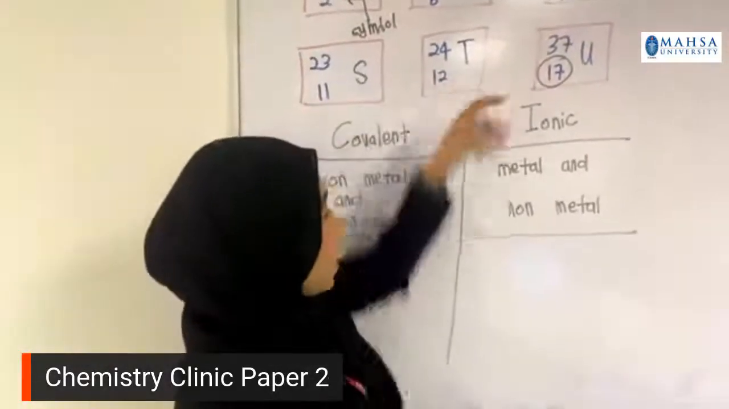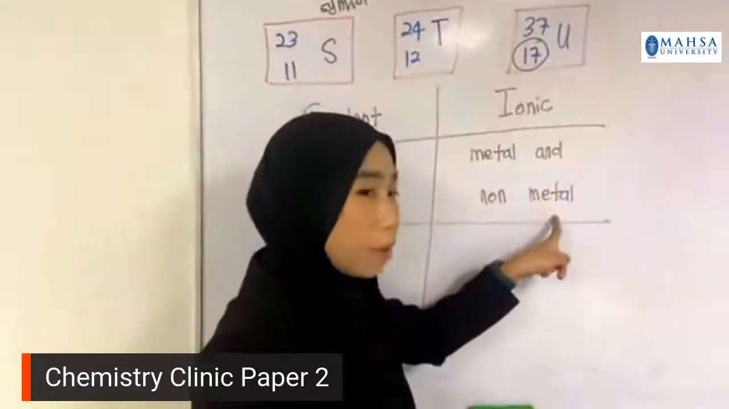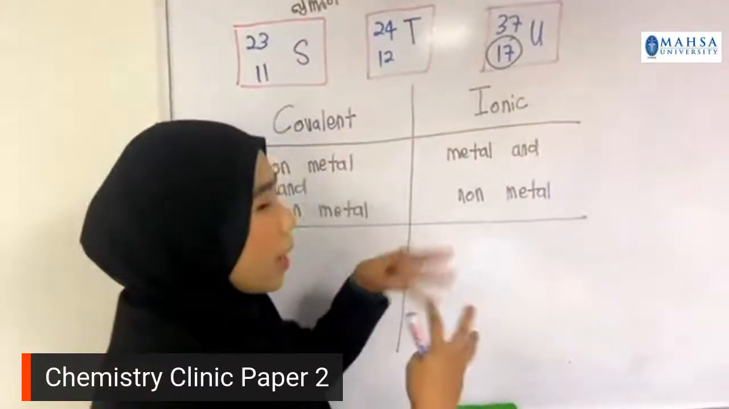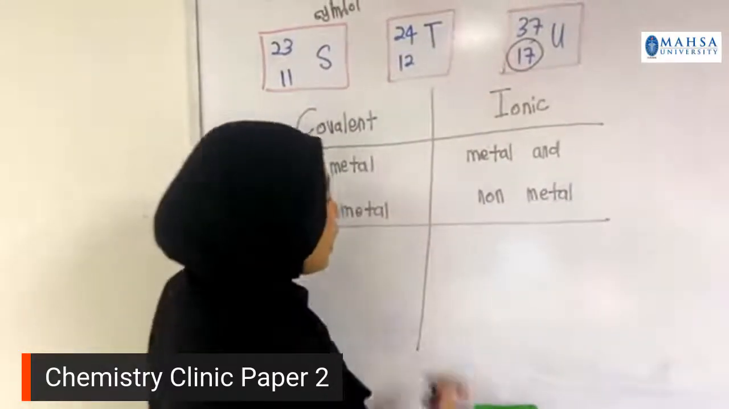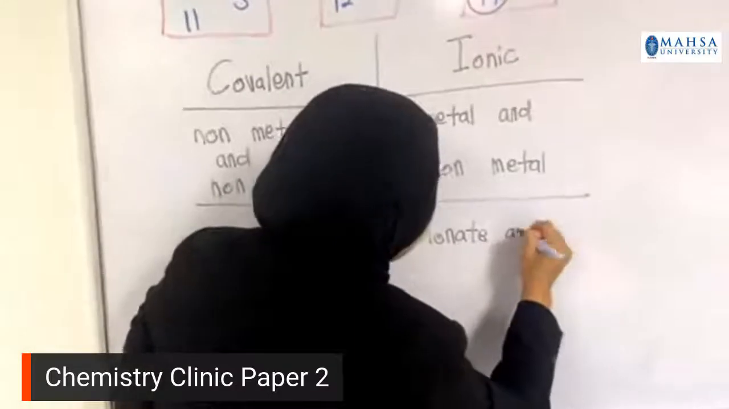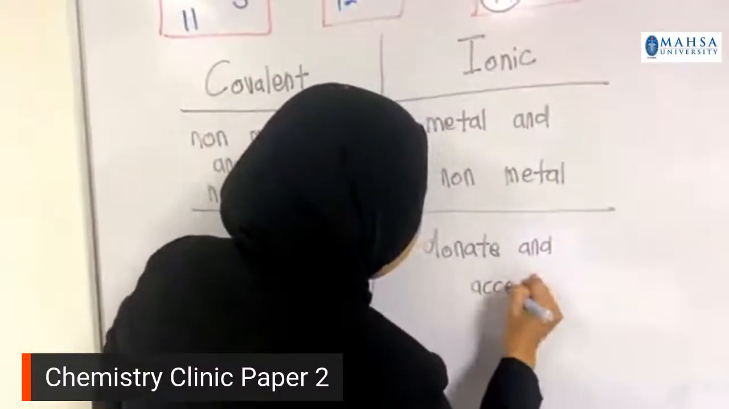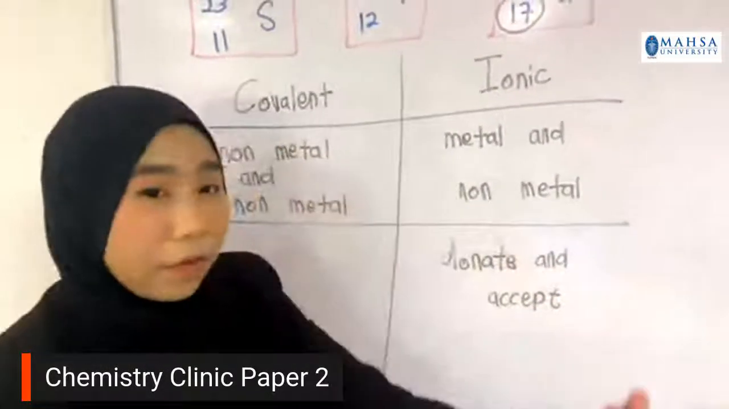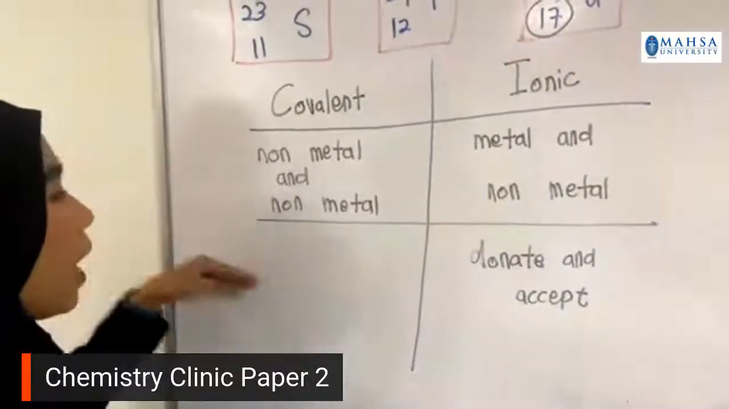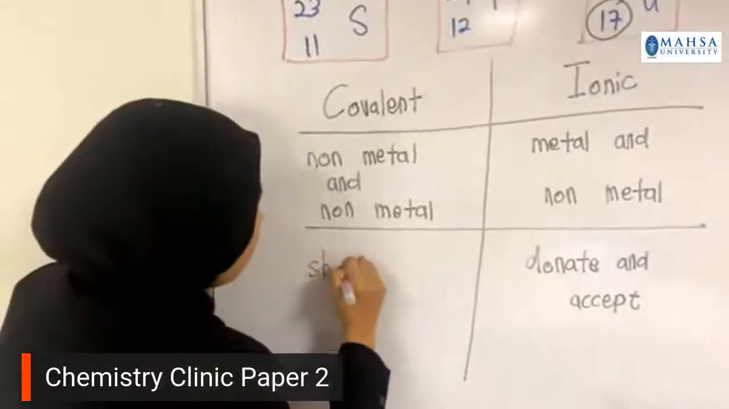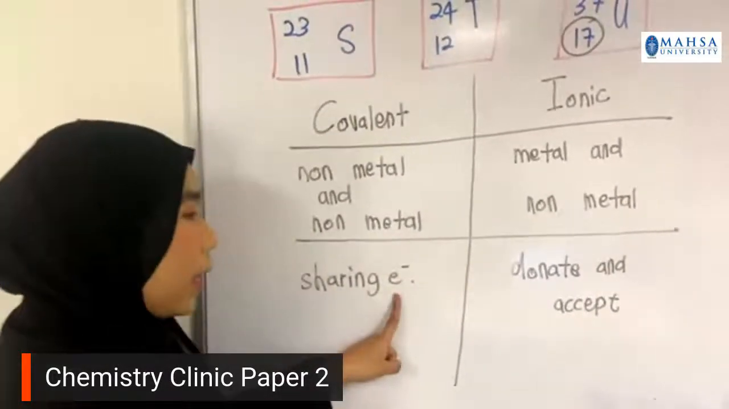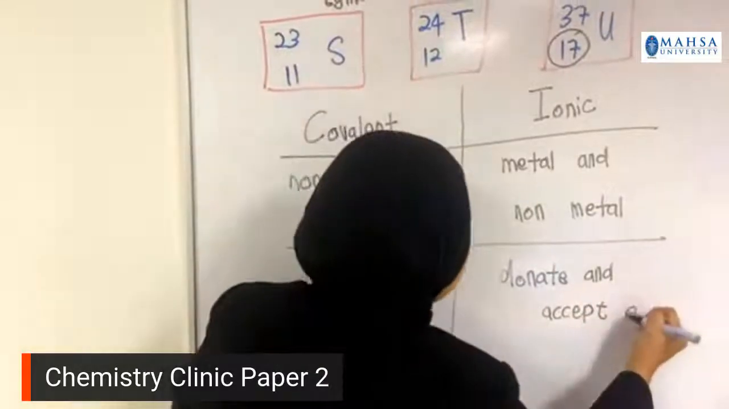Let's go for ionic. When metal and non-metal combine together or make a bond, what will the movement of the electron be? For ionic, it will be donate and accept, whereby when someone gives, there will be someone accepting or taking the electron. Okay, how about covalent? Covalent will be sharing electron.